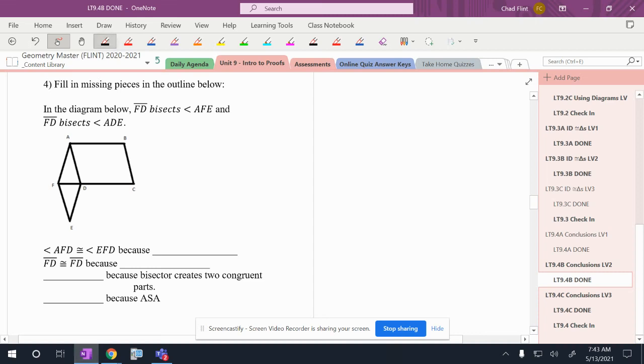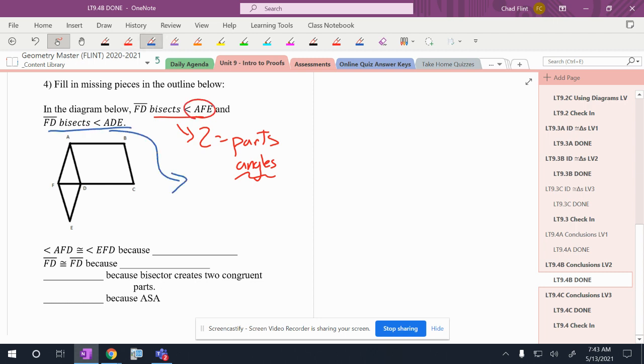So next here, I have a bisector, which means there's two equal parts. They're angles. Okay, how do I know they're angles? Because it's cutting an angle in half. I have another bisector, which is two equal parts. And again, they're angles because it's cutting an angle in half. So I've got to make sure I'm careful with this.